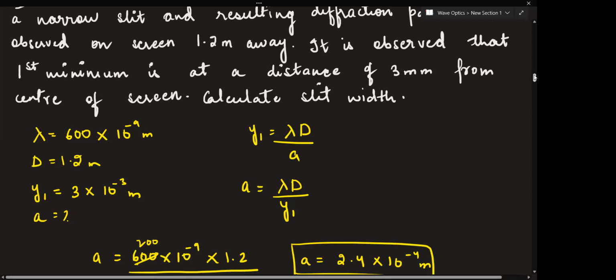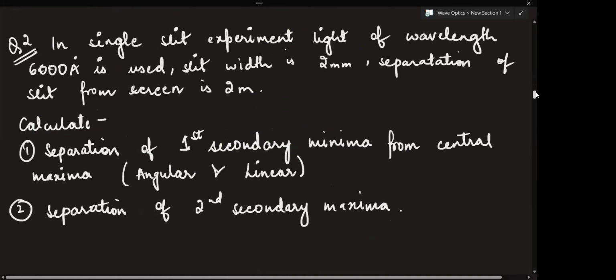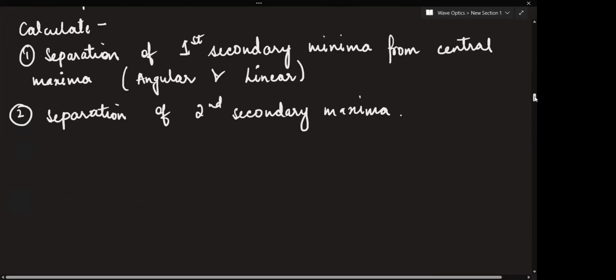Let's see some more numericals on this. See, it says in a single slit experiment, light of wavelength 6000 angstrom is used. Slit width is provided to us and the separation of the slit and screen is given to us. Now it is again a simple formula based question. The first part is asking us the separation of first secondary minima from central maxima, angular as well as linear. So angular separation and linear separation for first secondary minima.